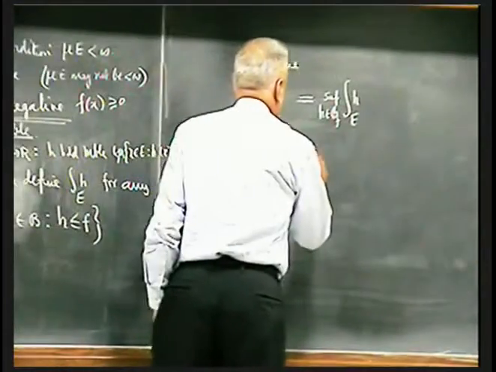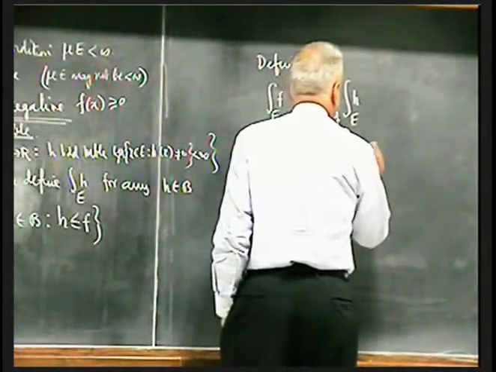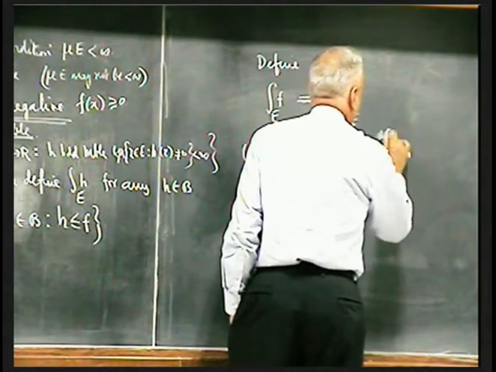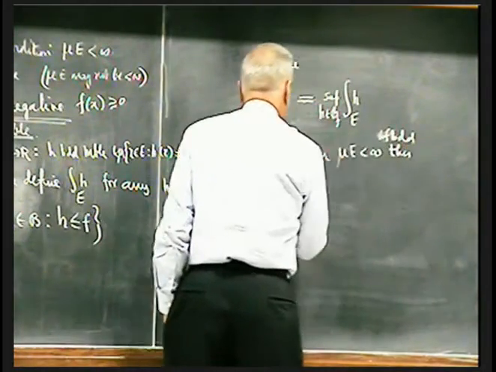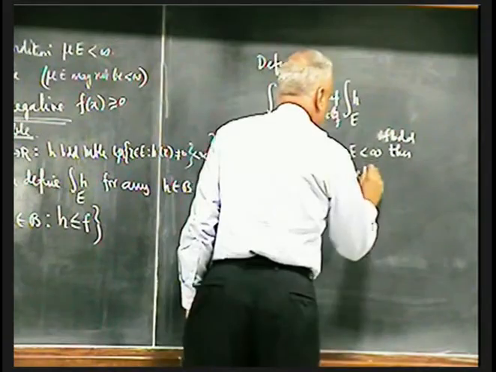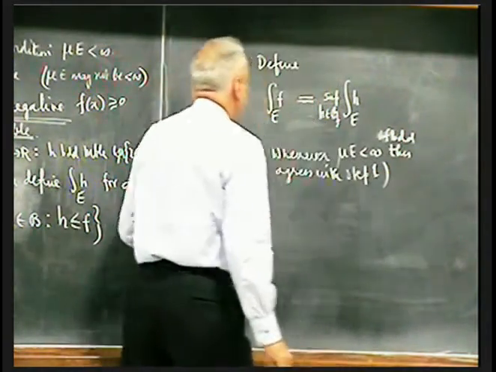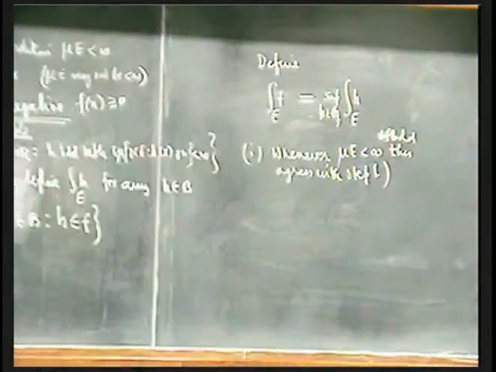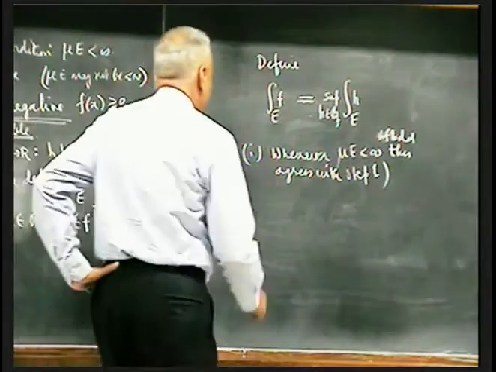Whenever mu is less than infinity and f is bounded, this agrees with step 1. That's easy, because the integral of f itself is one of the underestimates there. Therefore, we have already got the best underestimate.